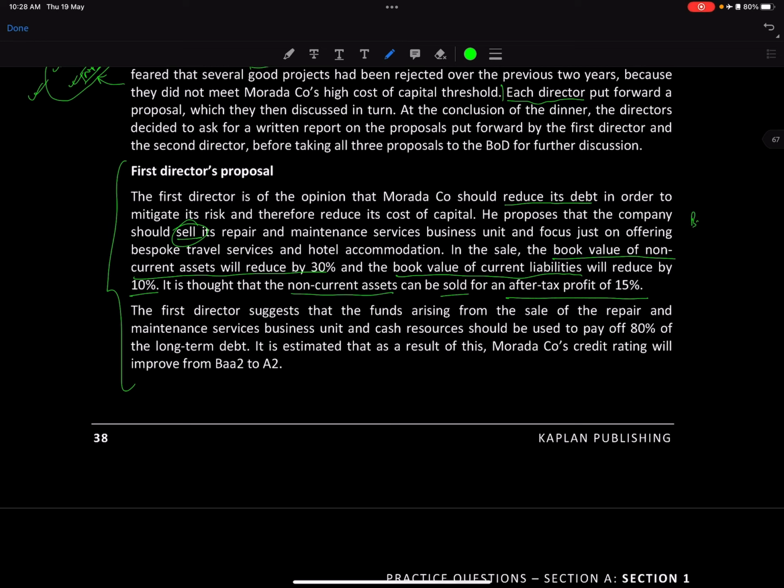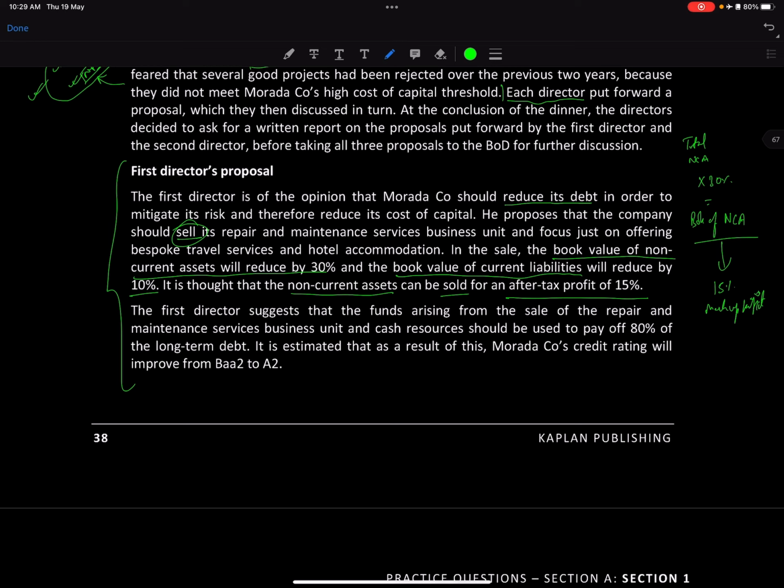So, book value of net current assets is something into 30% equals the book value of NCA, right? For this hotel business only. Total non-current assets times this, and then whatever the book value is, on top of that they have a markup of how much? 15%. 15% markup, or if you just say 15% profit, right? Profit, yeah.